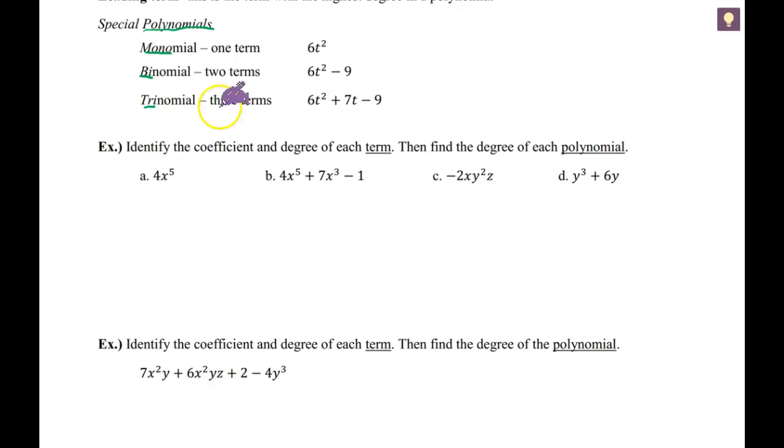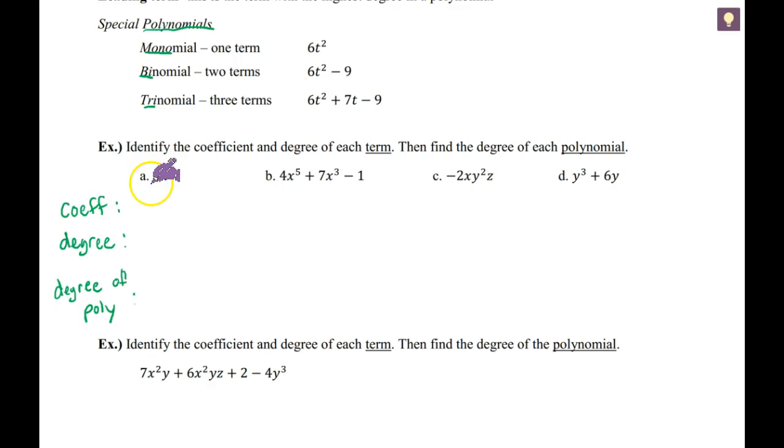Alright. So in this example, they asked us to identify the coefficient and degree of each term, and then find the degree of each polynomial. So we're talking about the coefficient and the degree of each term, or each monomial, and then the degree of the polynomial. Alright, so let's go ahead and look at these.